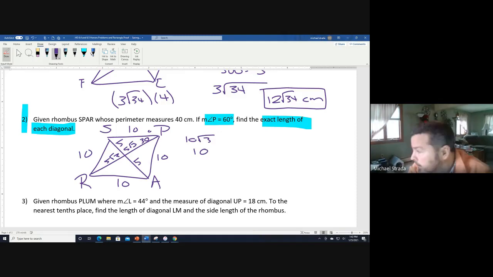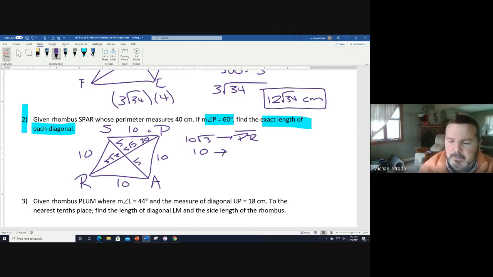diagonal would be 10. The difference is they give me specific angle measures, which enables me to know which one is which. In other words, the 10 root 3 would be diagonal PR, and then the 10 would be diagonal SA. All right? Everybody good with that?